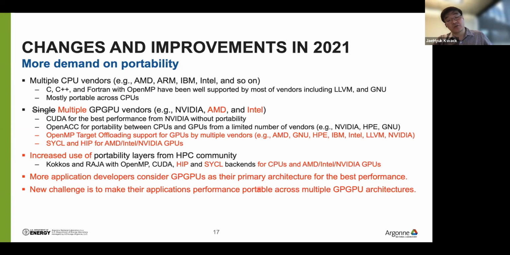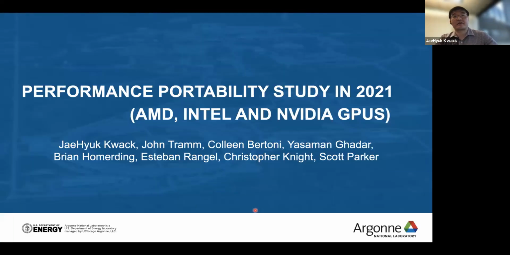As you see in 2021, and what happens in the Exascale era, we will have more performance from GPU-accelerated systems. So now people think GPU could be their primary architecture. The new challenge is how to make their application performance portable across multiple GPU architectures. So it brings us to the next part of the talk, which is the performance portability study in 2021 for AMD, Intel, and NVIDIA GPUs. This work is done by me, John Tran, Colin, Yassi, Brian, Steve, and Chris Scott.